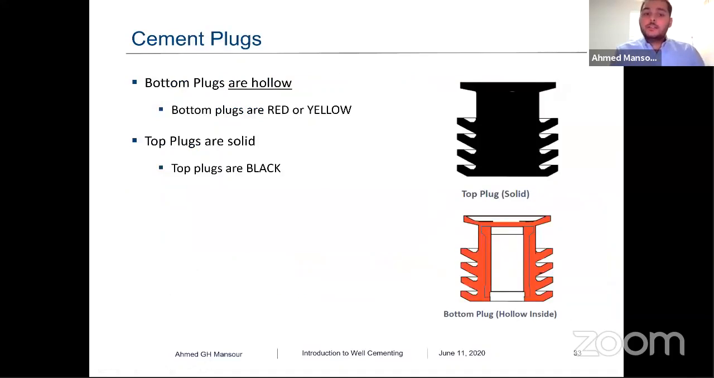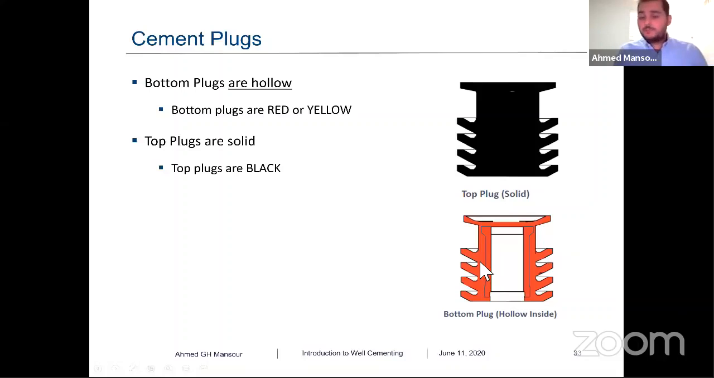Cement plug. We have two types of cement plug. We have the top plug, which is the black one, and the bottom plug, which is the red one. The top plug has no hollow, it's solid. The bottom plug has a hollow, it's empty. Under high pressure, it's going to open up and allow cement to go through it.